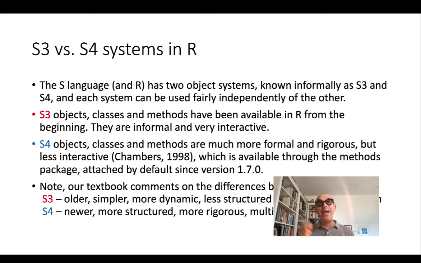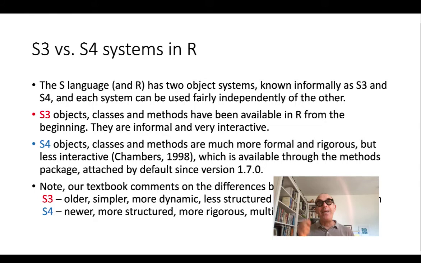So what is the difference between S3 and S4 in R? In the R language, as John Chambers developed it, there were two object systems, non-uniform, S3 and S4, and each system used to be fairly independent of the other. So under that paradigm, S3 was the object, class, and method available in R from the beginning. So they were informal and very interactive.